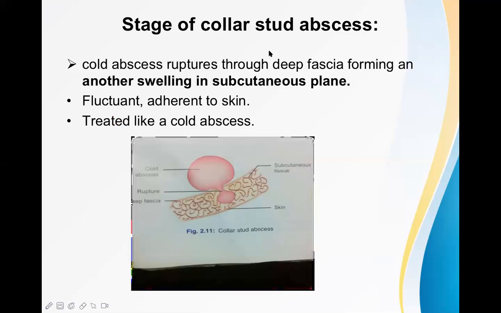Now let's talk about the stage of collar stud abscess, but students have already known this. The cold abscess, when it ruptures through the deep fascia, forming another swelling in the subcutaneous plane, this is called collar stud abscess. So one part of the abscess is superficial and another is deeper, and there is a connection between the two. It is a fluctuant swelling which is adherent to the skin, and we should treat it like a cold abscess. So treatment doesn't have any difference.